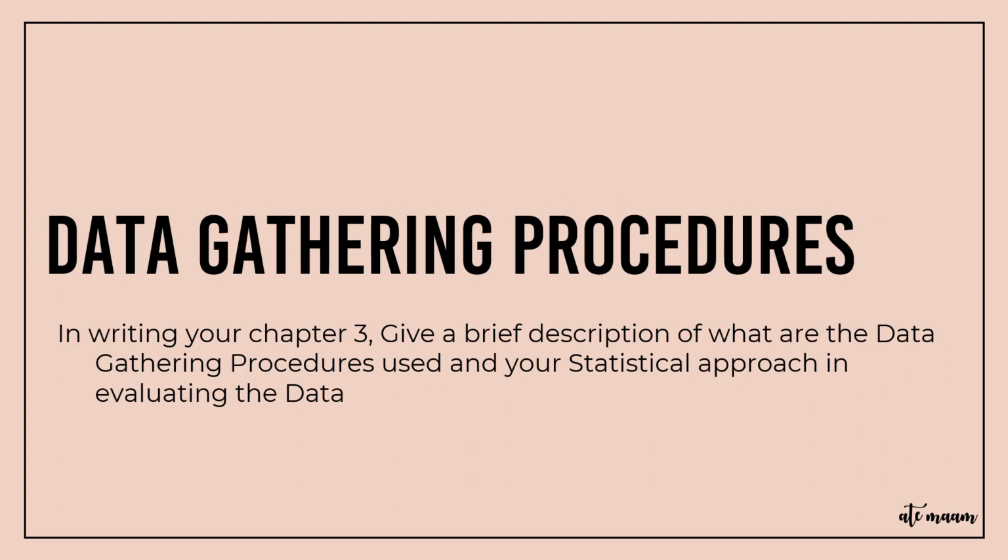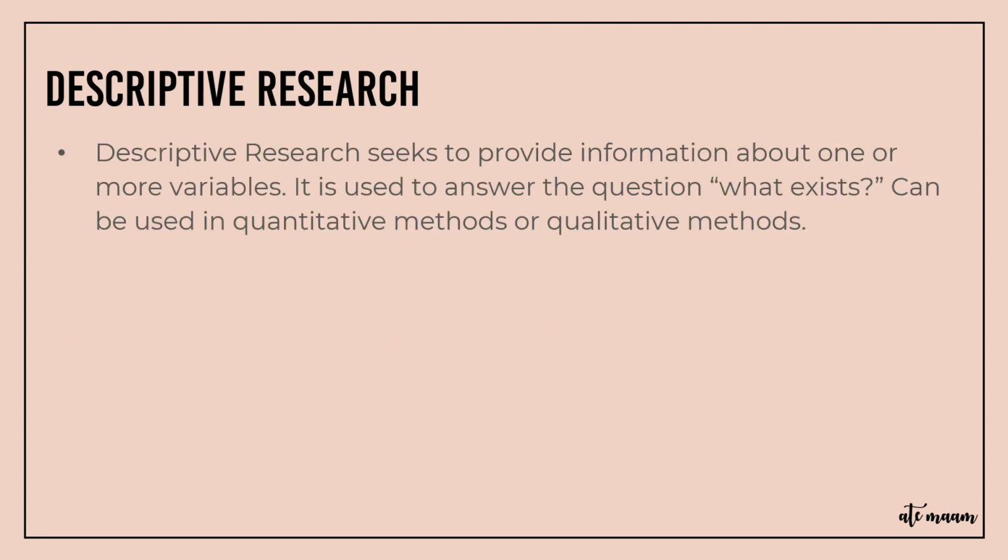So next we have data gathering procedures. In writing your chapter 3, give a brief description of what are the data gathering procedures used and your statistical approach in evaluating your data. So for the data gathering procedures, we have the descriptive research. It seeks to provide information about one or more variables. It is used to answer the questions, what exists, and can be used in quantitative methods or qualitative methods.